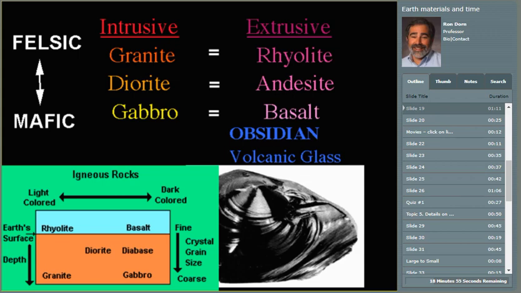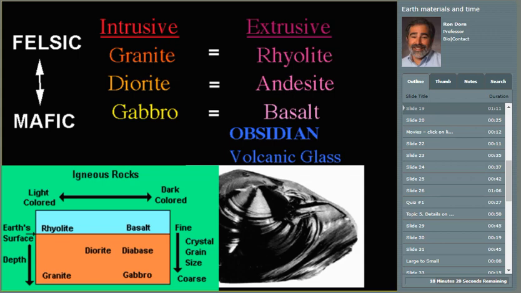Let's take a look at the top part of this diagram, intrusive and extrusive rocks. Intrusive are those that form at great depth and have large crystal sizes. Extrusive are those that erupt at the surface, and sometimes the eruption is so fast that you don't even get minerals forming, but you get a glass like obsidian. Now, a second way of organizing igneous rocks is by their chemistry, by what they're made up of.